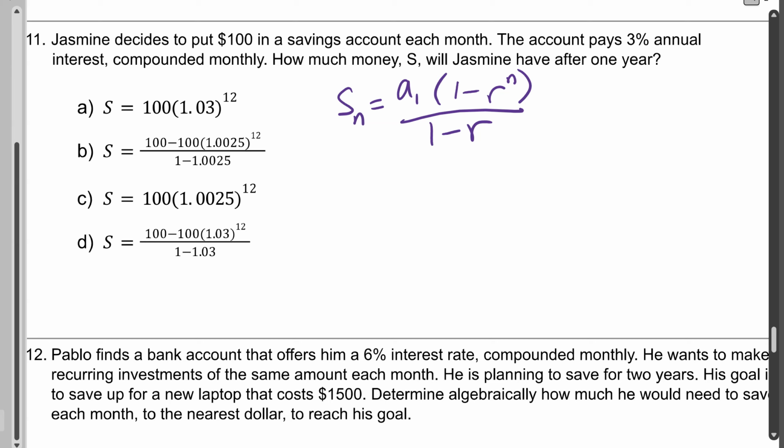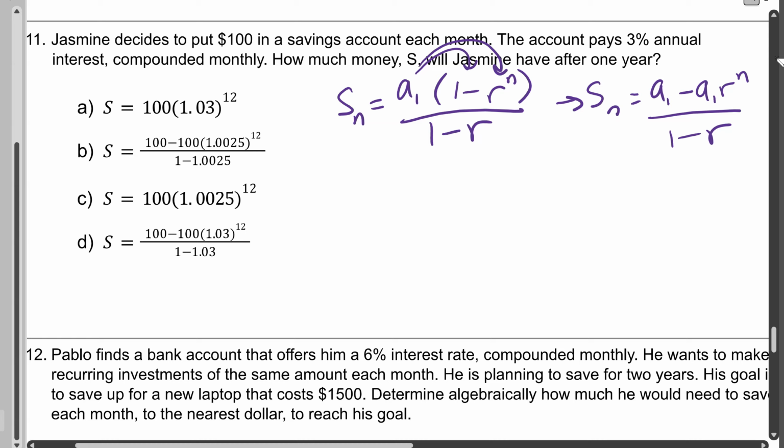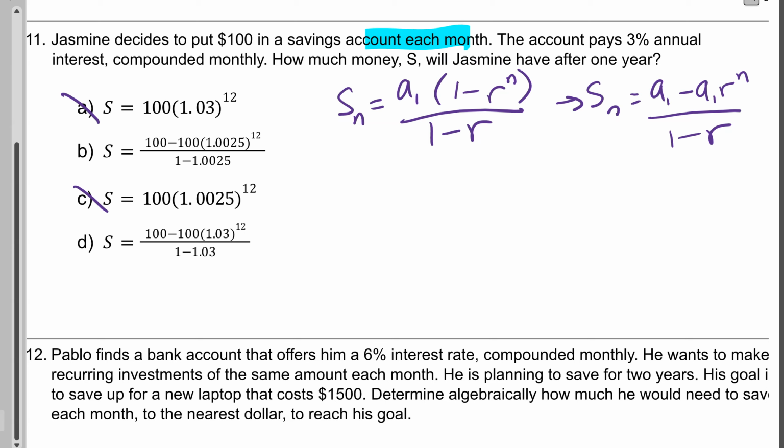But bear in mind that sometimes you might see this formula written like this instead. If I distribute that first term into my parentheses there, I bring that up because I notice 2 of my answer choices look like that. Now I could immediately rule out A and C, because Jasmine's going back to the bank and she's putting in $100 each month. So she's putting $100 in for the first month, going back in the second month, putting $100 in. That's what makes this a series rather than some sort of sequence, right?